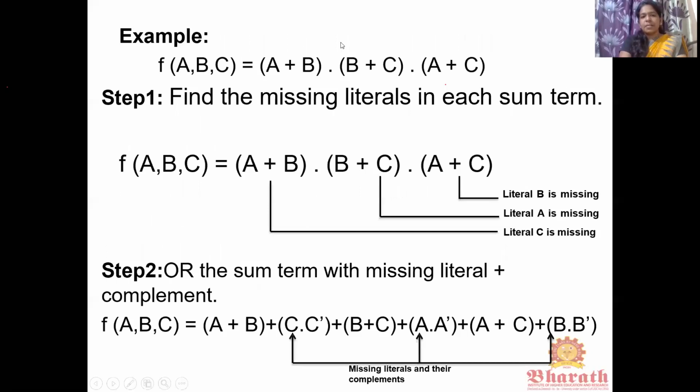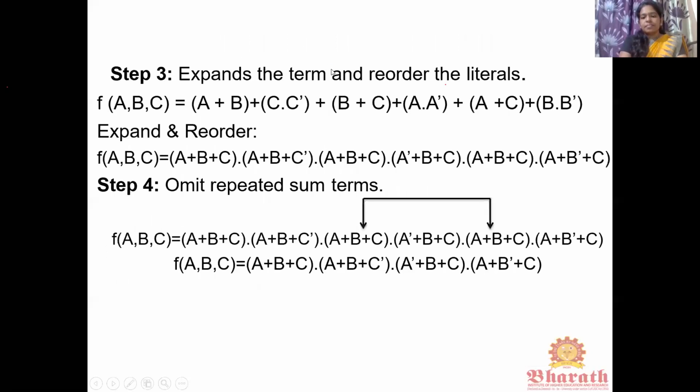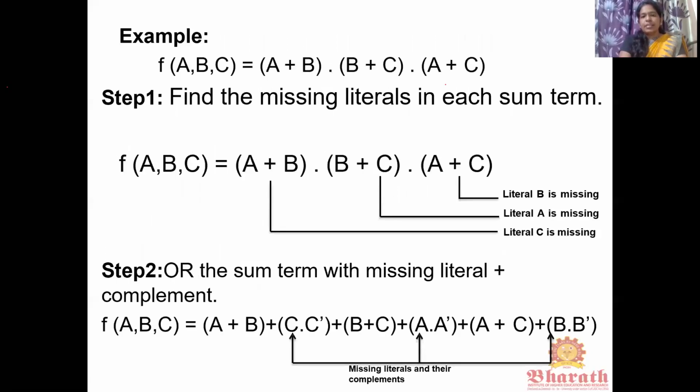See here, this is the example. In POS, in between we will have product. So A plus B dot B plus C dot A plus C. The first step is same. Finding the missing literals in each sum term. F of A comma B comma C equal to A plus B dot B plus C dot A plus C. This is the question. We have to find out the missing literals. So in first term C is missing. Here A is missing. Then last B is missing.